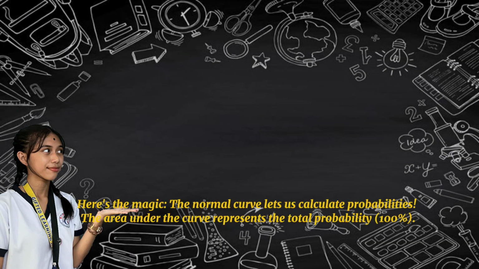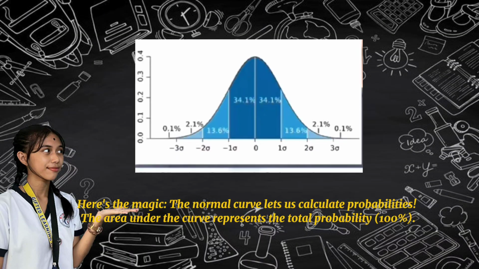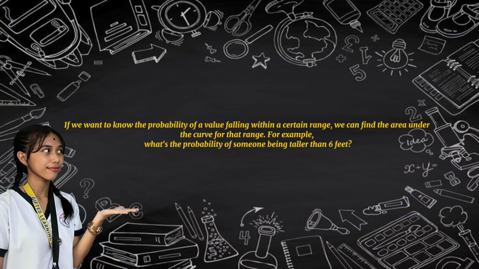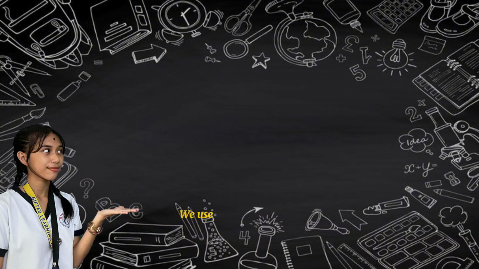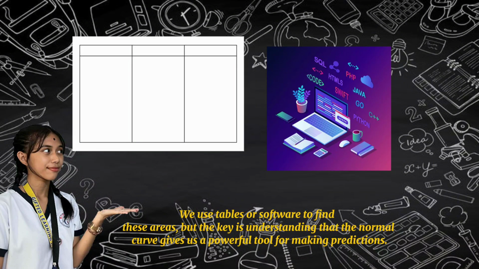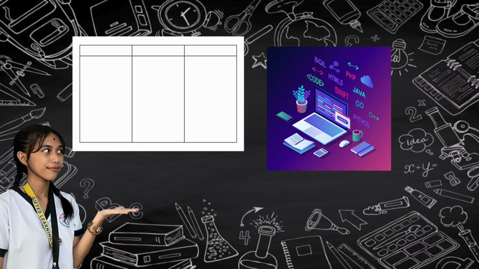Here's the magic. The normal curve lets us calculate probabilities. The area under the curve represents the total probability, 100%. If we want to know the probability of a value falling within a certain range, we can find the area under the curve for that range. For example, what's the probability of someone being taller than 6 feet? We use tables or software to find these areas, but the key is understanding that the normal curve gives us a powerful tool for making predictions.